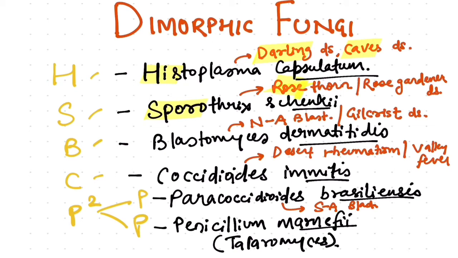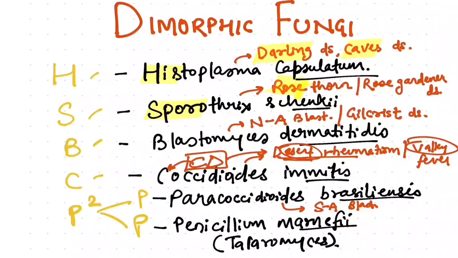Then coming to Blastomyces. Okay, let us first see Coccidioides. It's very simple. Just remember C and D. CD. So C for coccidioidomycosis and D for desert rheumatism. And desert and valley are all the same thing. So C for Coccidioides, D for desert or valley.